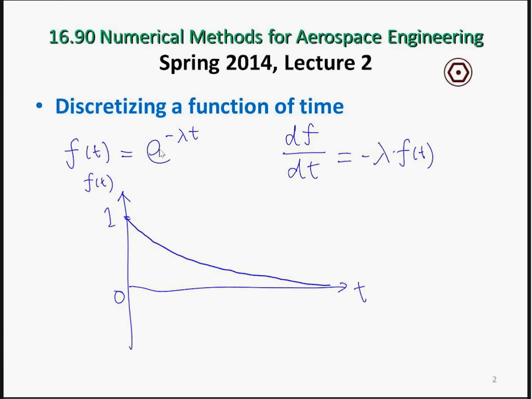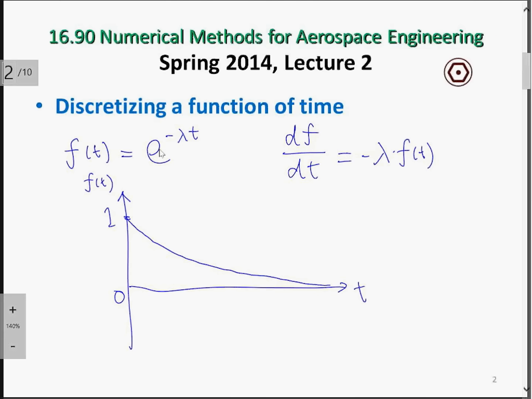This is a continuous function, which means it is, in some sense, infinite dimensional. You need infinitely many numbers, or infinitely much memory, to memorize this function in a computer, because for every single t you have a function value f of t. But computers have finite memory. Although we have a lot of memory, it is still finite. So we need to find a way to represent this function using a finite number of bits in a computer. How do we do that?